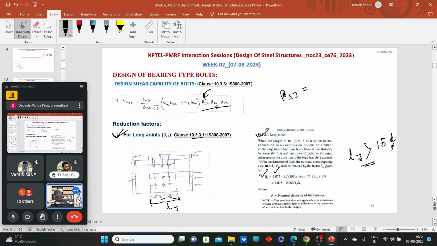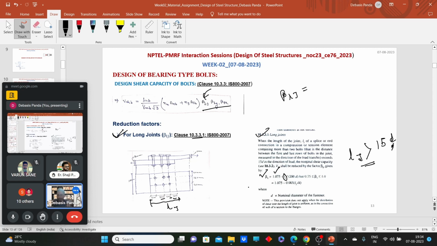Beta Lj value will be 0.175 minus Lj by 200d. What is that d? This is the diameter of the shank. And Lj, we can calculate if some joints are provided or we are designing some joints. So we have the pitch distances, we have the end distances, so we can easily find out the Lj.